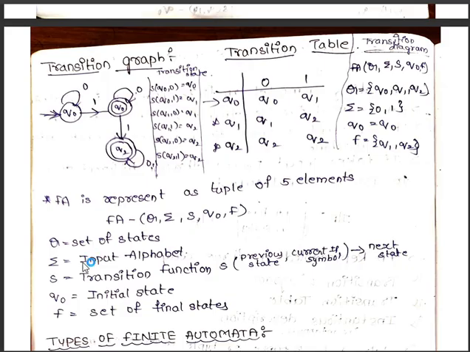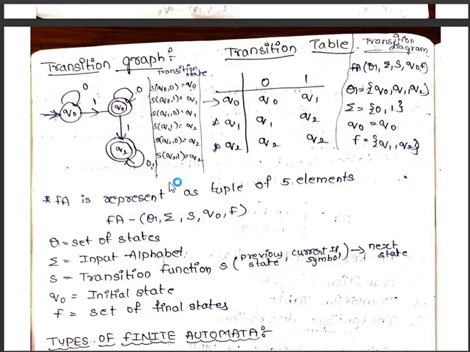Next one is sigma. Sigma is nothing but the set of input symbols. What are the input symbols? If you see in this diagram, the input symbols are 0 and 1. In this transition table, you can understand clearly. So 0 and 1 are the input symbols, and sigma is nothing but 0 and 1 for this diagram.